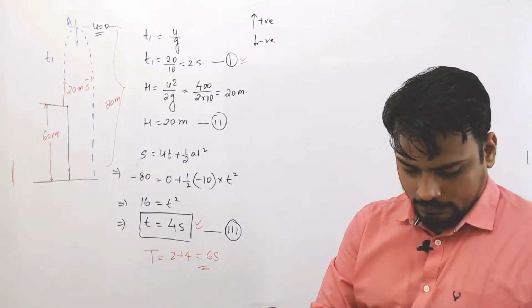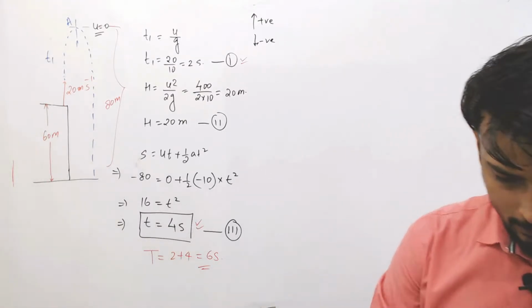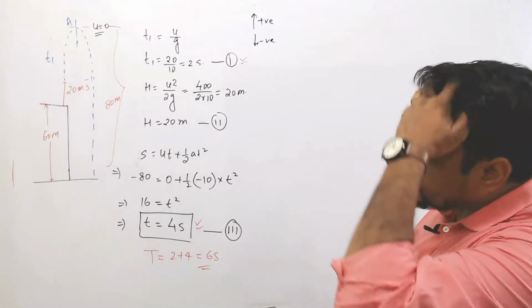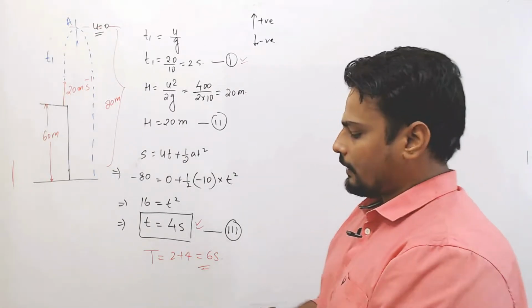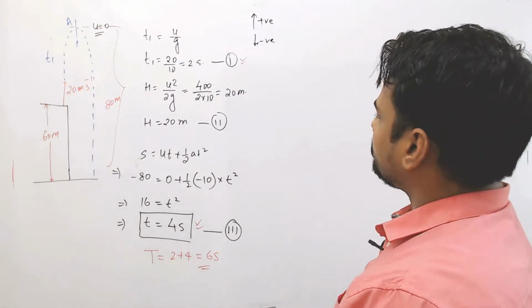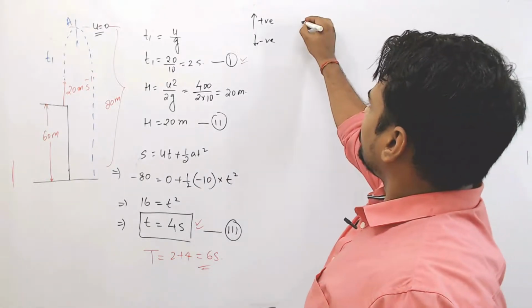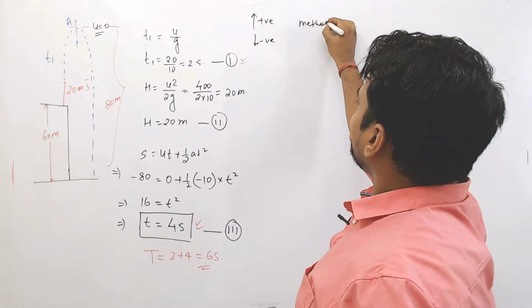Okay, so this wire has always been a trouble. Anyways, now let us understand this. The second way of doing it, Method 2.